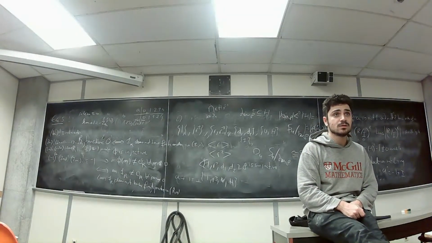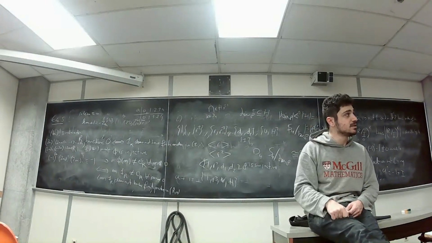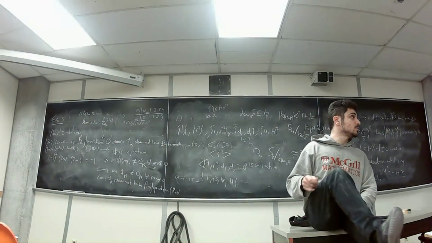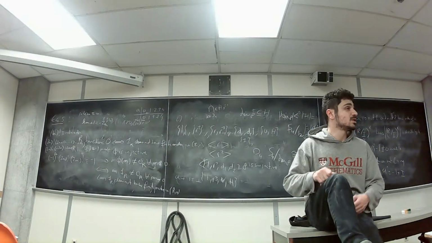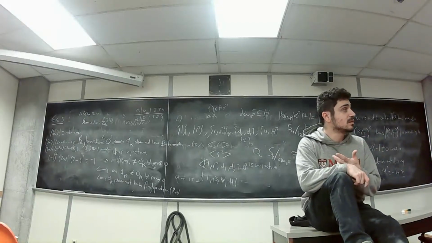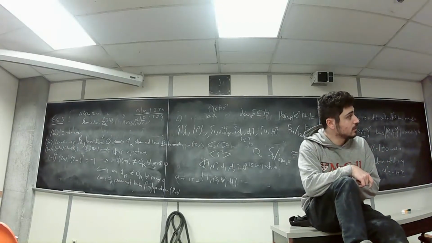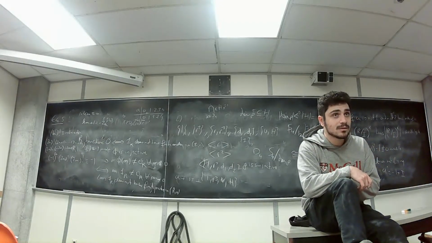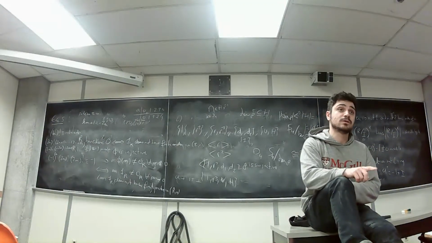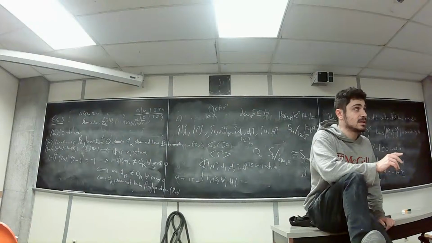You remember this question? Construct a field with 27 elements. Does t squared plus 1 have a root in this field? We saw that if t squared plus 1 has a root, then I would have an element of order 4. And t to the power of 24 or something. That's a different one.